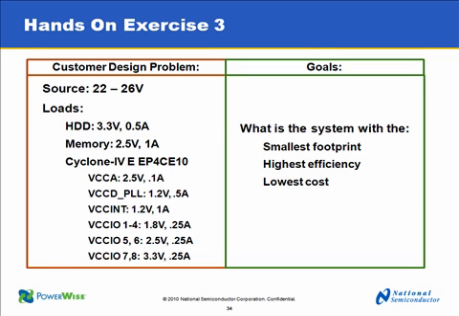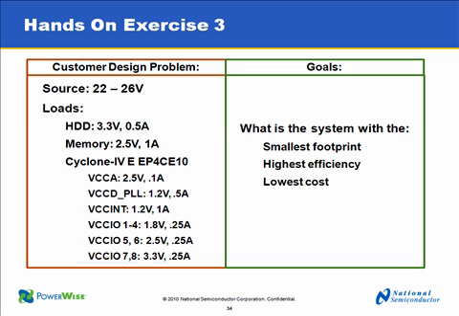All right, so our hands-on exercise number 3. We're going to be using the FPGA Architect. We're going to have a source voltage of 22 to 26 volts. We're going to have 2 custom loads, a hard disk drive load at 3.3 volts and 0.5 amps, a memory load at 2.5 volts and 1 amp. So you'll add those in by clicking the Add Loads button.